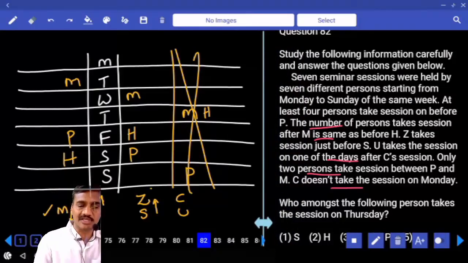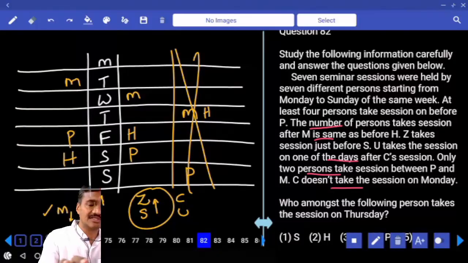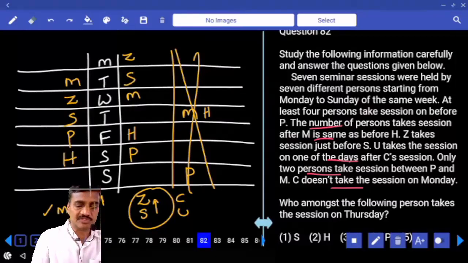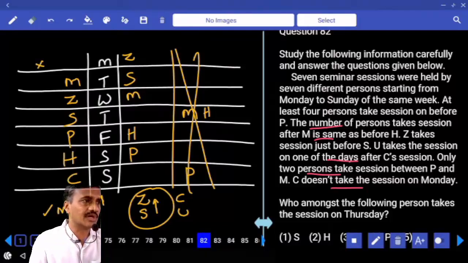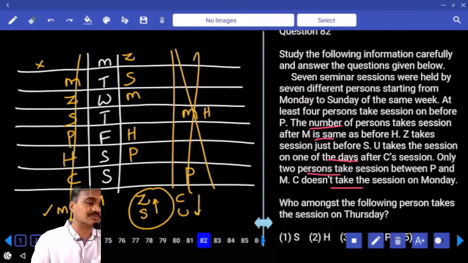Now Z and S are adjacent to each other. As Z and S are adjacent, Z is here, S is here. Now in this case, Z is here, S is here. Then C is not on Monday, and C cannot be on Monday, hence C is here. Now can we have C at this place? If C is here, U is below this C, which is not possible. And C is here, U is at this place.